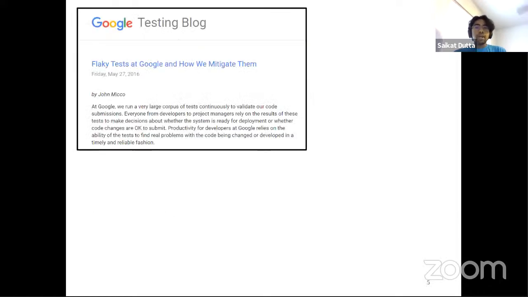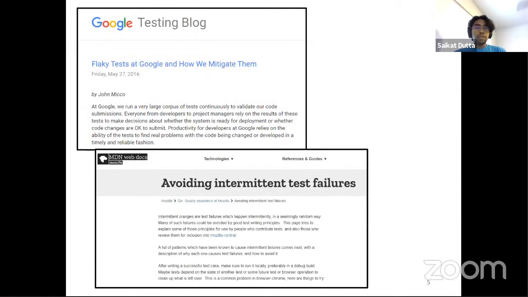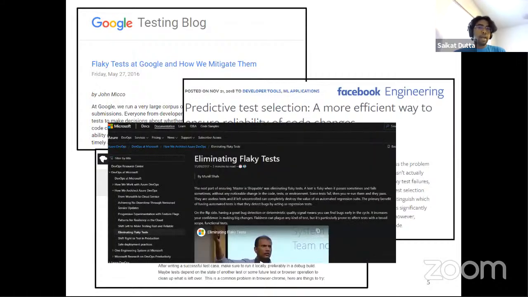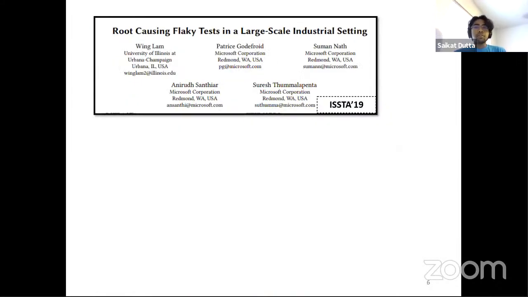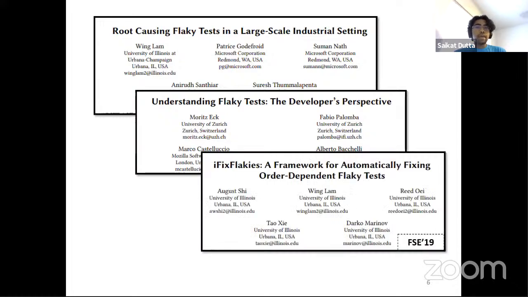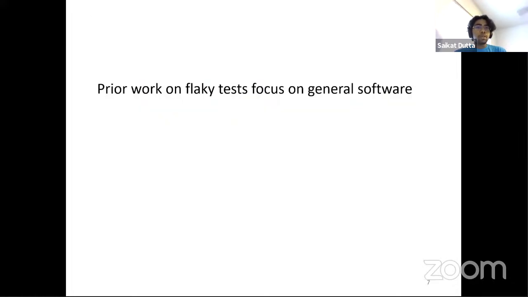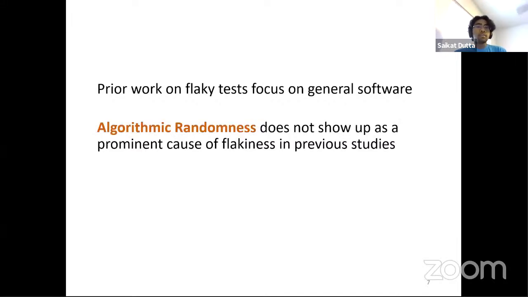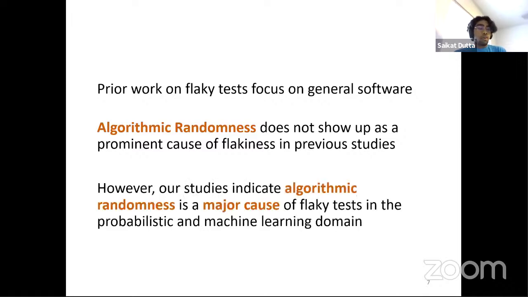Flaky tests have also been identified as an important problem in several major companies, and all of them are trying to mitigate their impact. On the other hand, researchers are also studying flaky tests to determine the root causes, the impact on the developer lifecycle, and also trying to find ways to detect and fix them automatically. However, all the prior work on flaky tests focuses on general software, and hence, algorithmic randomness does not show up as a prominent cause of flakiness in any of the previous studies. However, our empirical studies indicated that algorithmic randomness is a major cause of flaky tests in the probabilistic and machine learning domain.